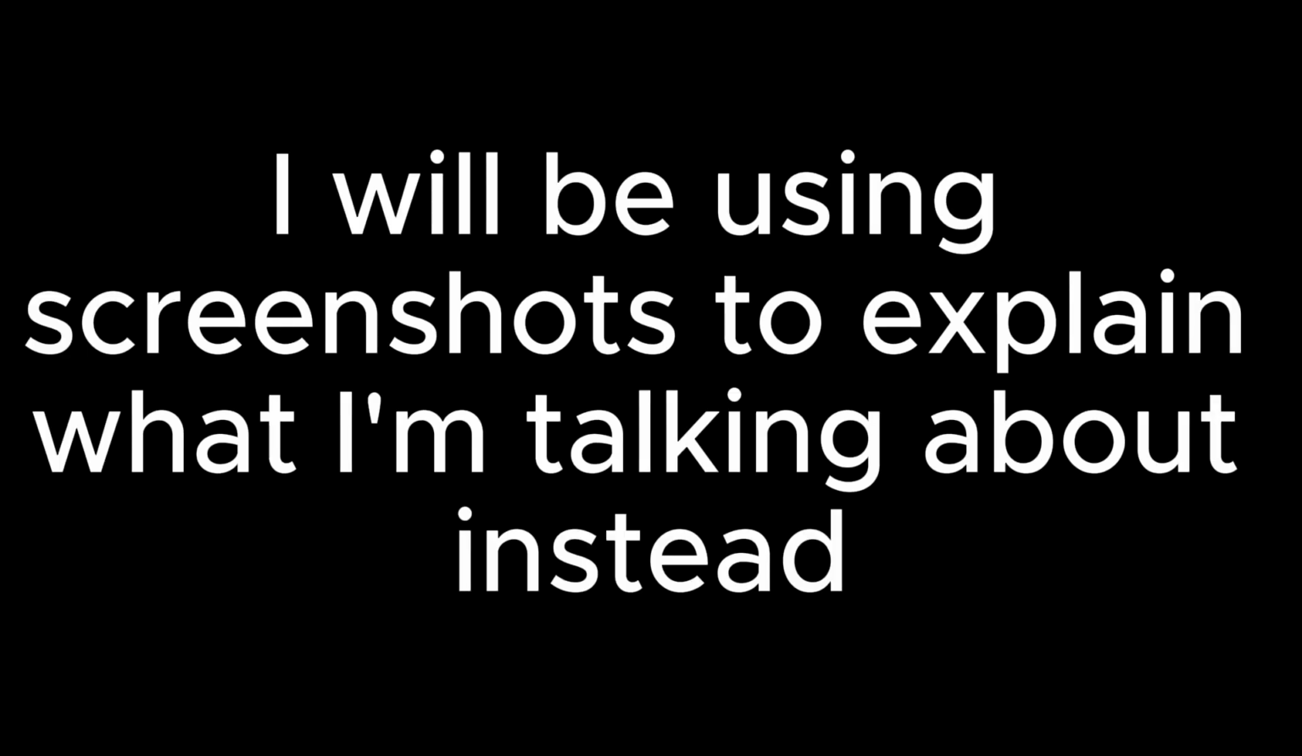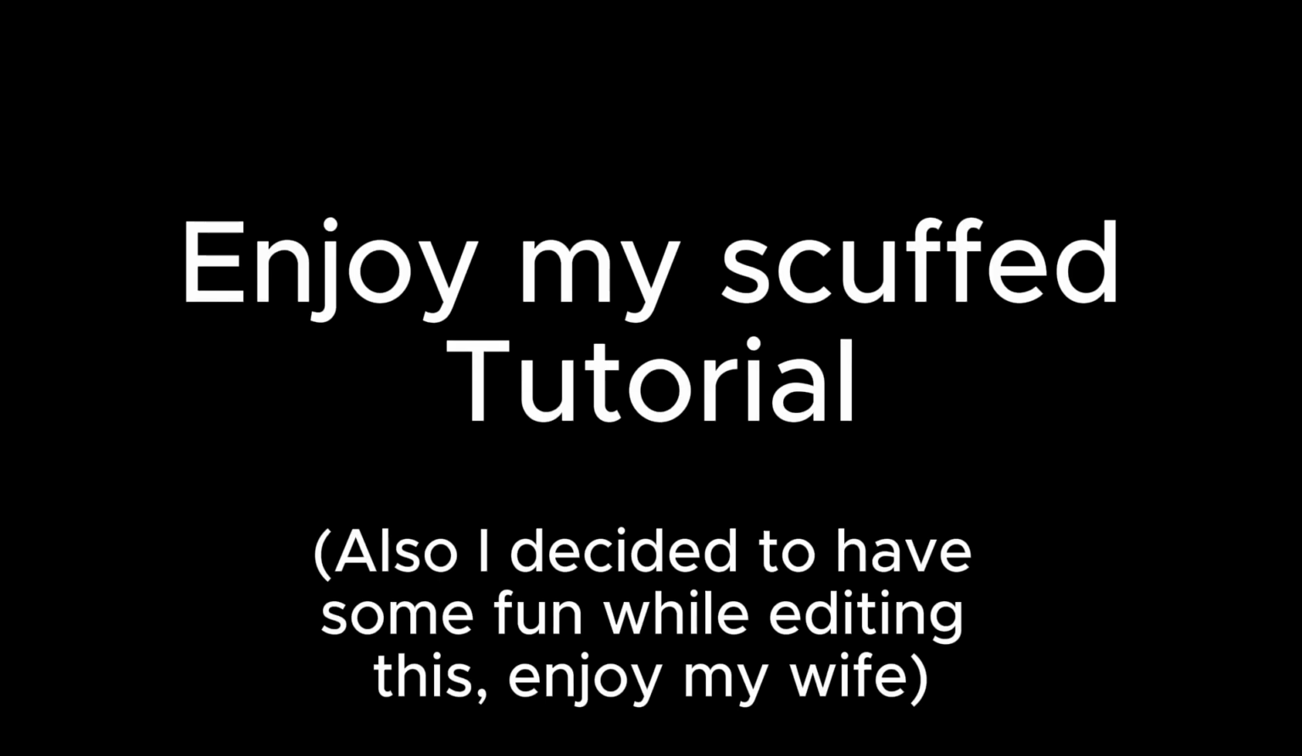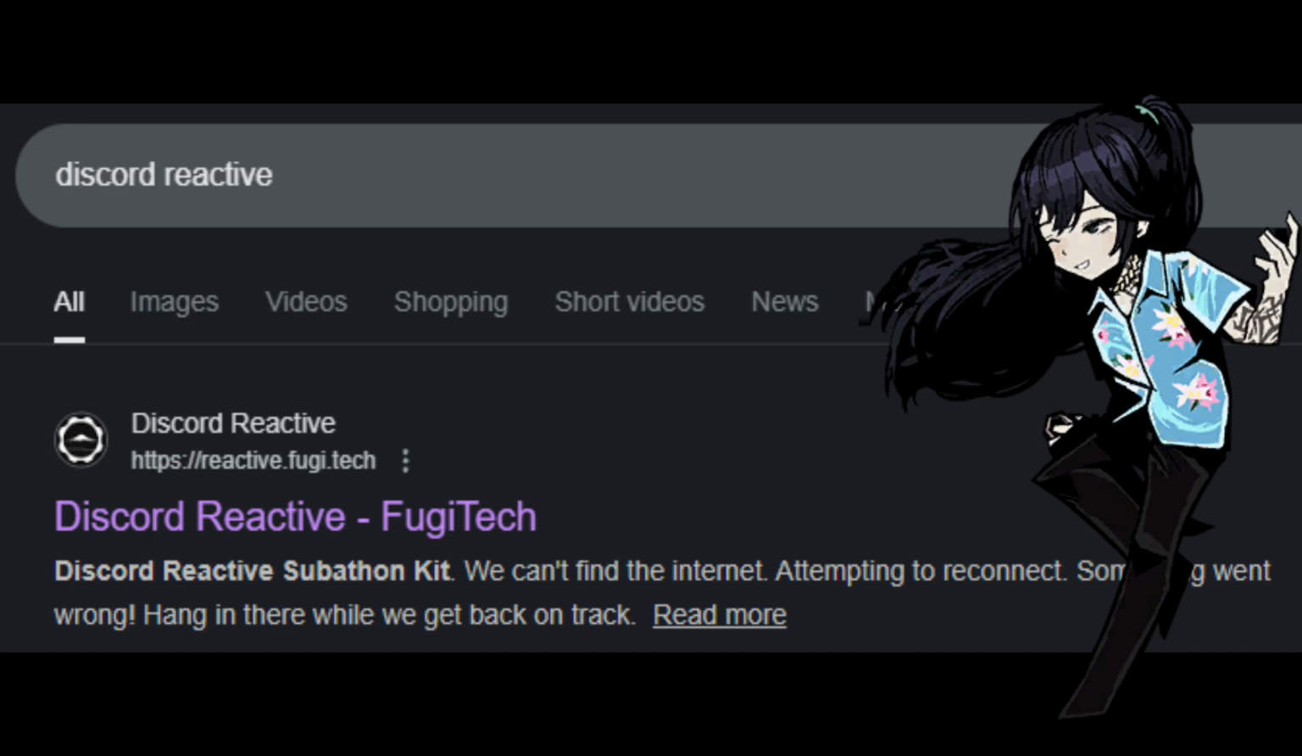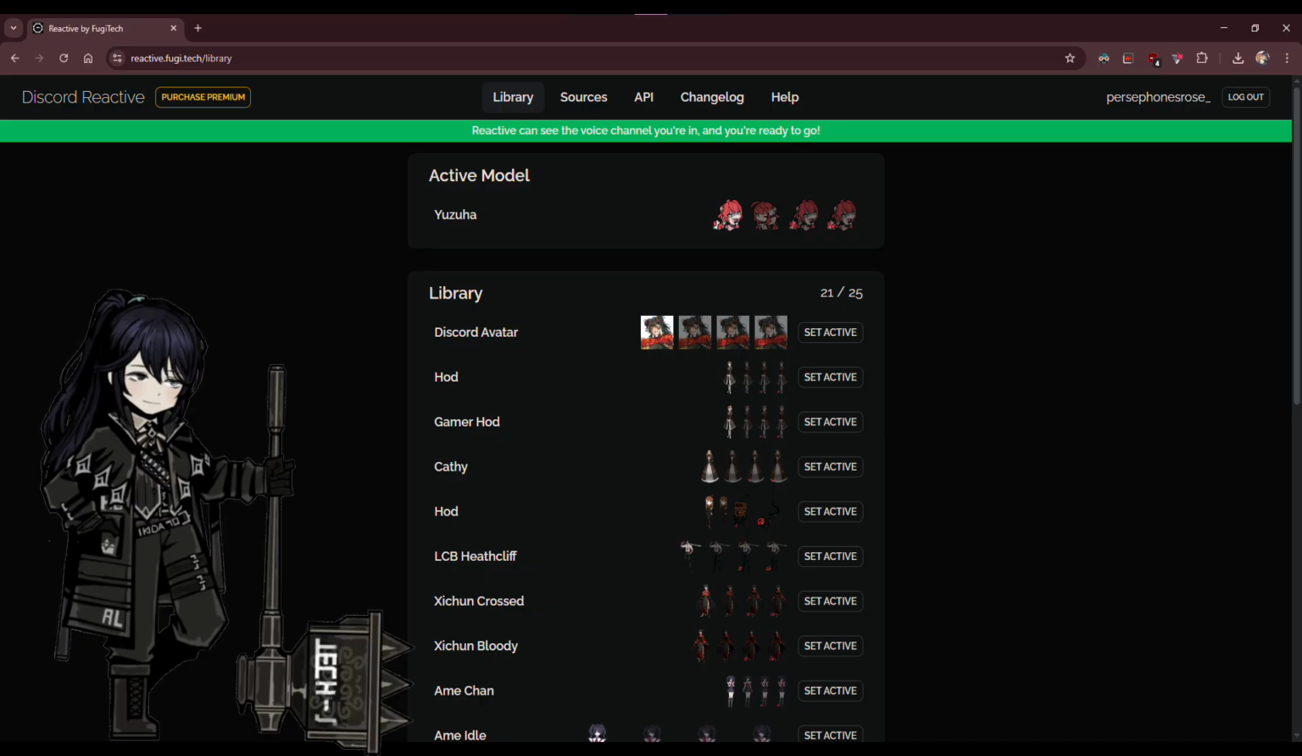Alright, so I decided to record it for you so it'd be easier for me to show you how to do it. So what you want to do is go onto this website, Reactive Fujitech. What I personally do is just look up Discord Reactive and click the first one right here. And then you'll be in your library. Or you'll have to log into your Discord first, but it's completely fine.